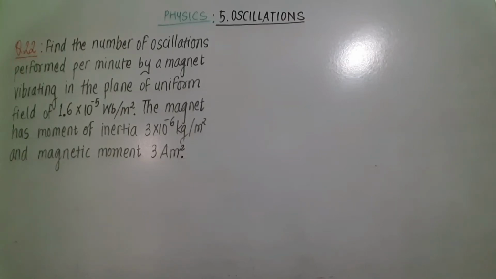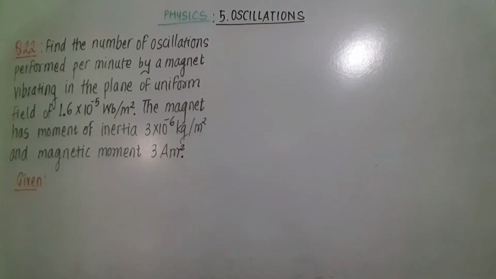Textbook question 22. Find the number of oscillations performed per minute by a magnet vibrating in the plane of a uniform field of 1.6 × 10^-5 Weber per meter square. The magnet has moment of inertia 3 × 10^-6 kilogram meter square and magnetic moment 3 ampere meter square. So this is a straight question, but frequency is the number of oscillations per second. So per second we will find first and then we will calculate per minute.